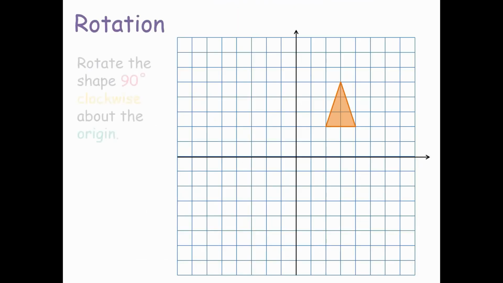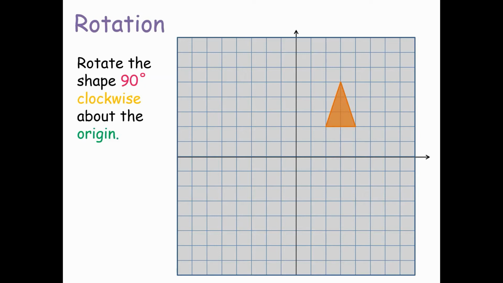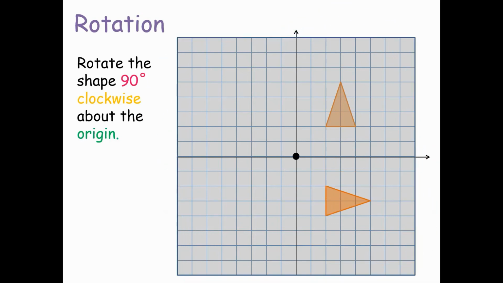So rotate the shape 90 degrees clockwise about the origin. We need that paper, trace it, and we need the center of rotation, which is the origin where the x-axis and the y-axis meet, and then turn it around 90 degrees clockwise. Okay, and trace back that shape.